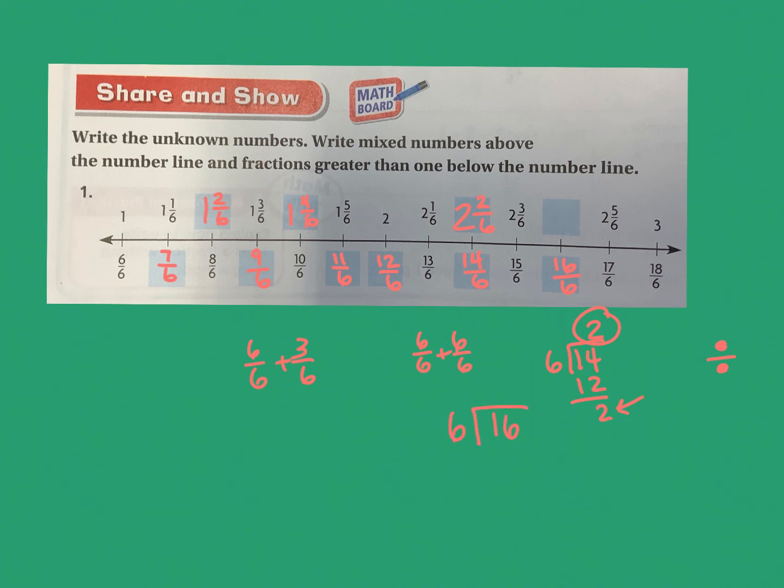16 divided by 6. 6 goes into 16 twice, and I will have 4 left over. So it is 2 and 4 out of the 6 left over. That's how you can convert improper fractions into mixed numbers. Simply divide it. Divide the top number by the bottom. That top one goes in the house.